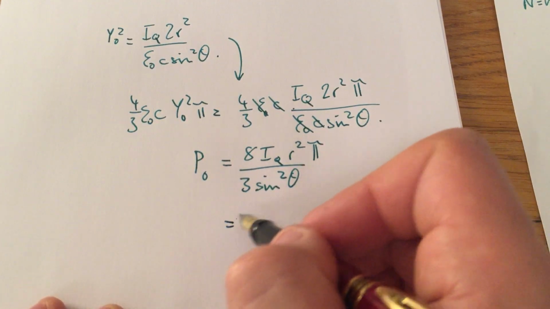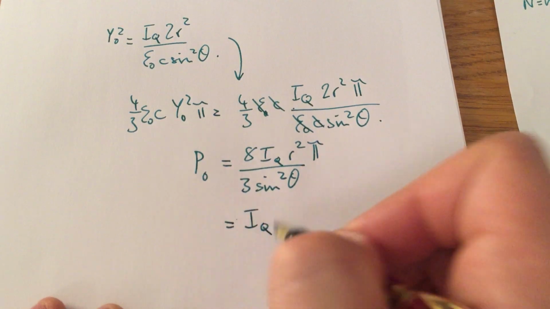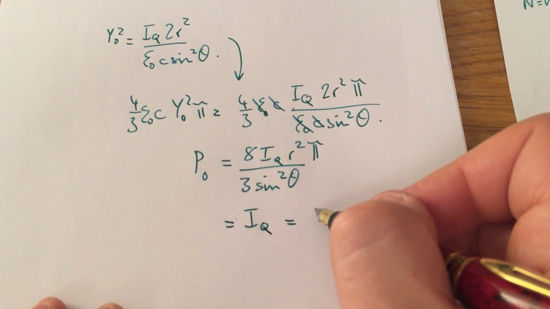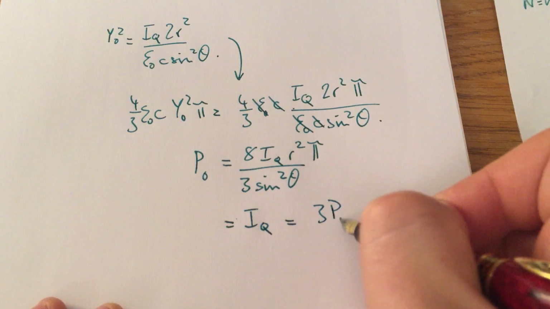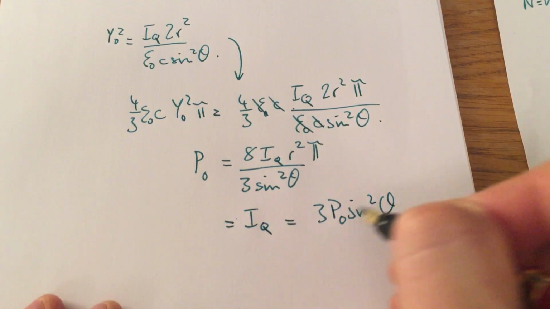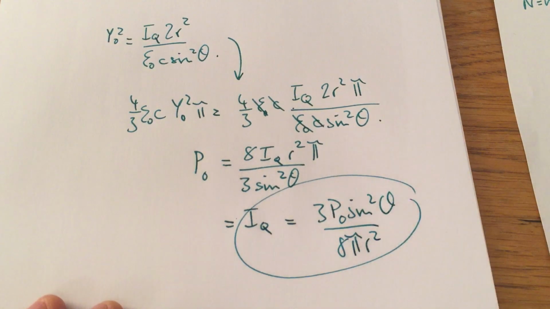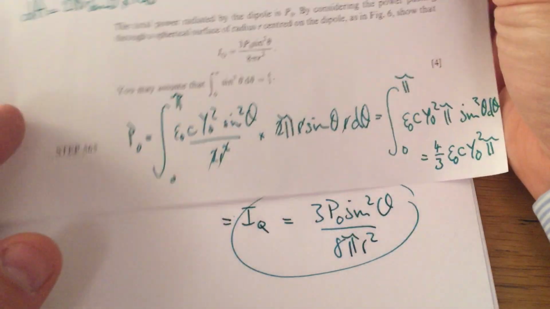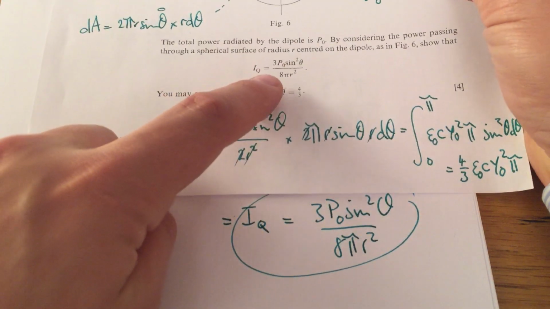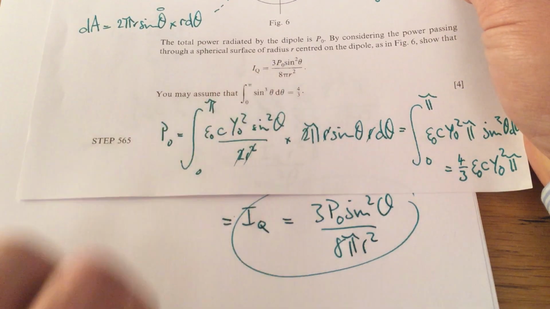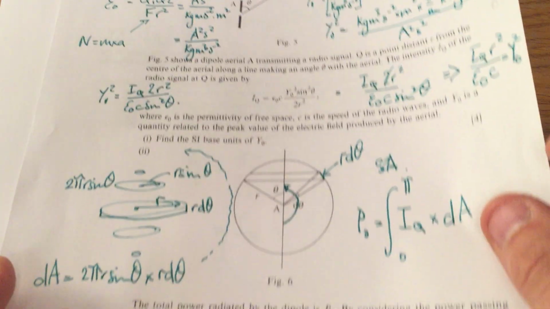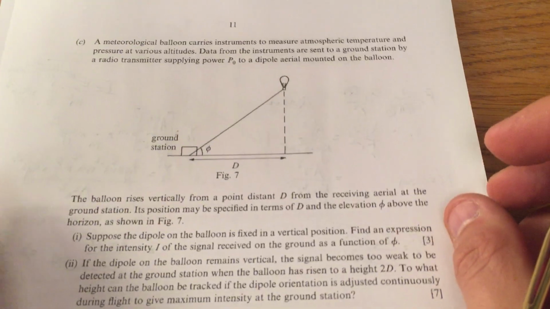Okay, now quick rearrangement. Therefore, IQ gives us 3 p naught sine squared theta over 8 pi r squared. QED. That's what it was looking for there. Okay, not out of the woods, but that's cool. It's quite a useful little equation there.